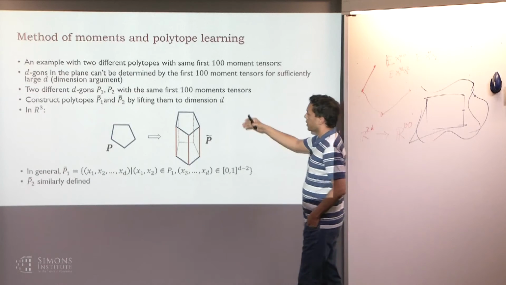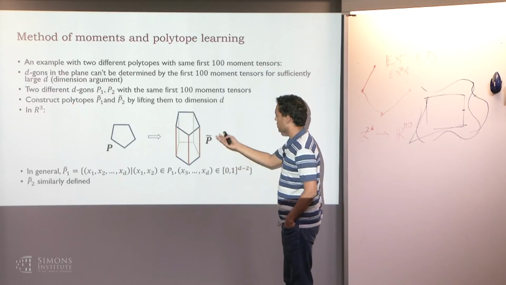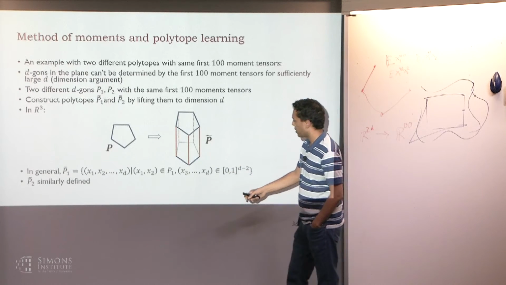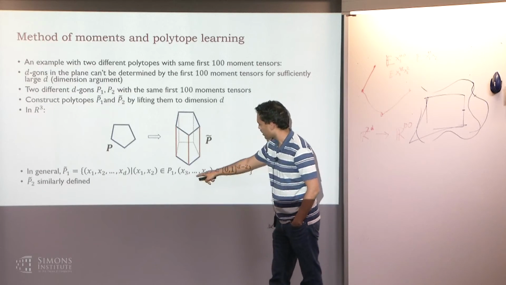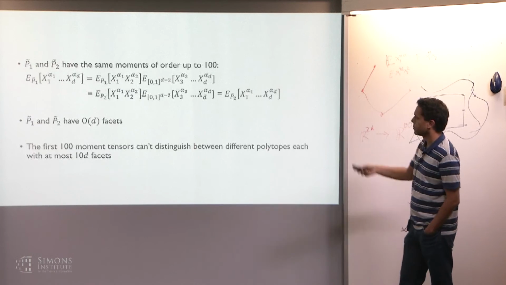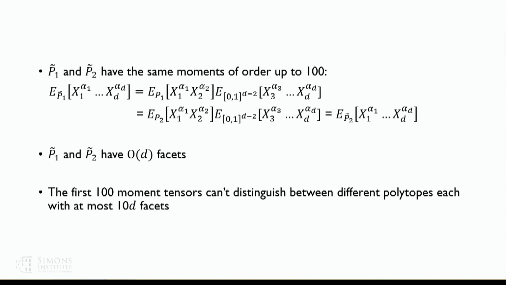Using these two, we can lift them to d dimensions by a very simple construction. In 3D, it just looks like a cylinder. In general, we just augment these extra coordinates, which come from the cube. These two polytopes have the same moments. It's a very simple calculation: it factorizes into the moments over P1 and the moments over the rest of the coordinates. These two are equal by our construction. So the first 100 moment tensors can't distinguish between these polytopes.